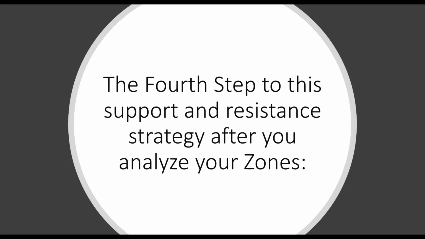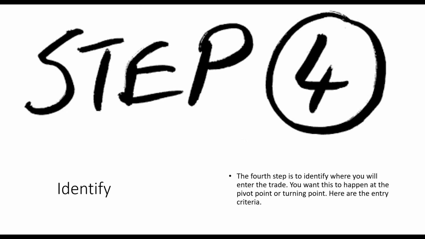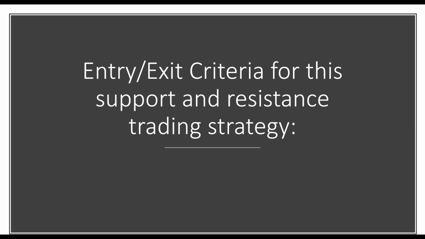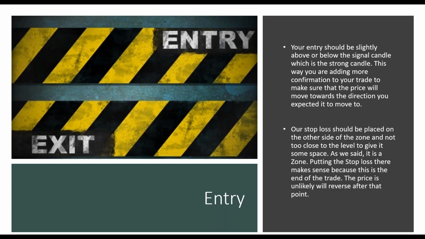And then lastly, we need to combine that into our 4th step. The 4th step is to identify where you want to enter a trade. You want this to happen at the pivot point or the turning point. So here is the entry criteria. Your entry should be slightly above or below the signal candle, which is the strong candle. This way you are adding more confirmation to your trade to make sure that the price will move towards the direction you expected it to move.